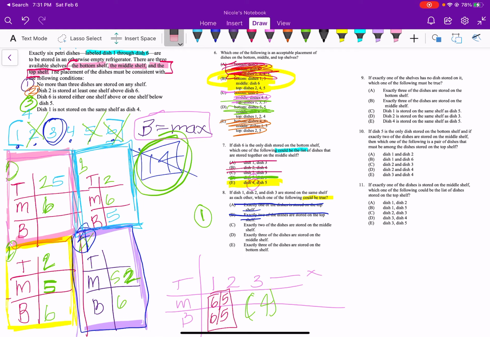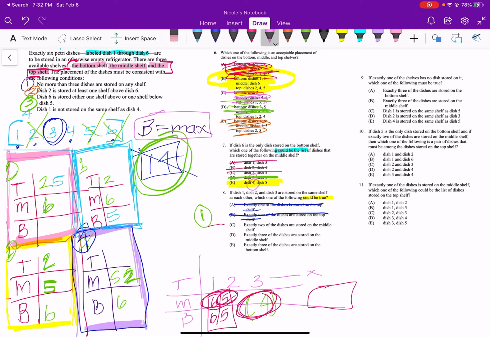C, exactly 2 of the dishes are stored on the middle shelf. Could this be true? Yeah, because it could be 6 and 4, or it could be 5 and 4, but there absolutely could be 2 dishes on the middle shelf, so I'm going to go ahead and leave this one.